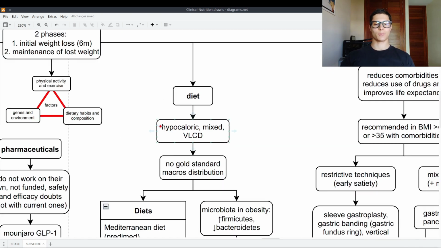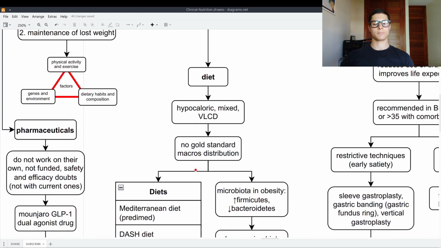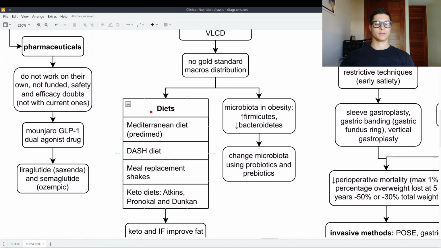Then another thing we can act on is the diet, of course. The majority of the times they give to these people hypocaloric diets, mixed diets, or very low calorie diets. You have to know that there is no gold standard macros distribution because every diet can work. Indeed, we have several diets here. The Mediterranean diet using Predimed can work for treating diabetes. The DASH diet for the hypertension can also treat diabetes, apparently. Meal replacement shakes can work in some individuals, and mainly the keto diets.